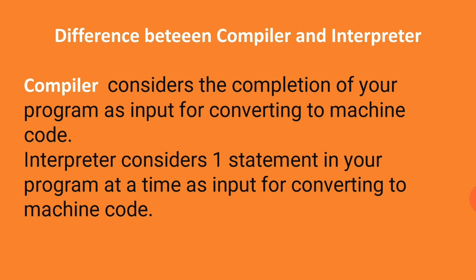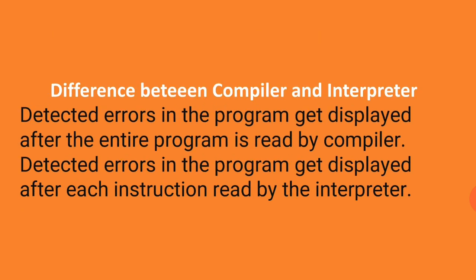Now we talk about the difference. Compiler considers the completion of your program as input for converting to machine code. Means that once the program is read, and if it is correct, it will be executed. Interpreter considers one statement in your program at a time as input for converting to machine code. Means it goes line by line. That is the very important difference between the compiler and the interpreter.